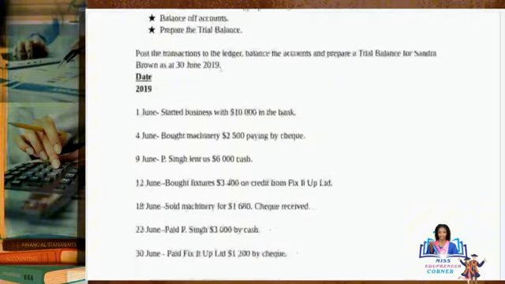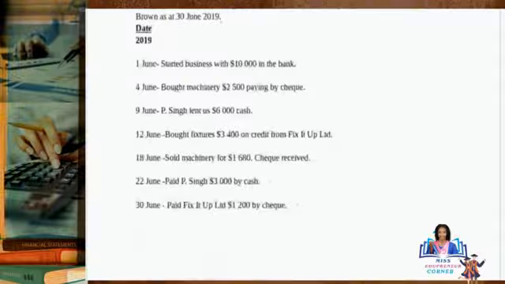So on June 1, Sandra started business with $10,000 in the bank. We're to identify the two accounts affected in that transaction. So for the item to be credited, we're going to put it in red, and for the one to be debited, we're going to put it in blue.